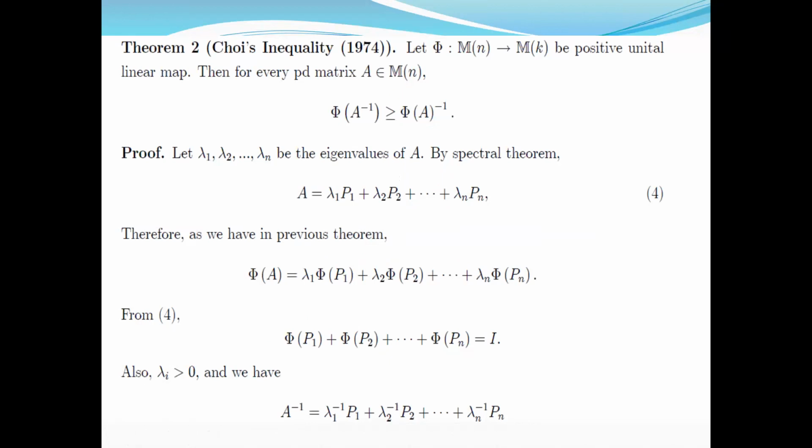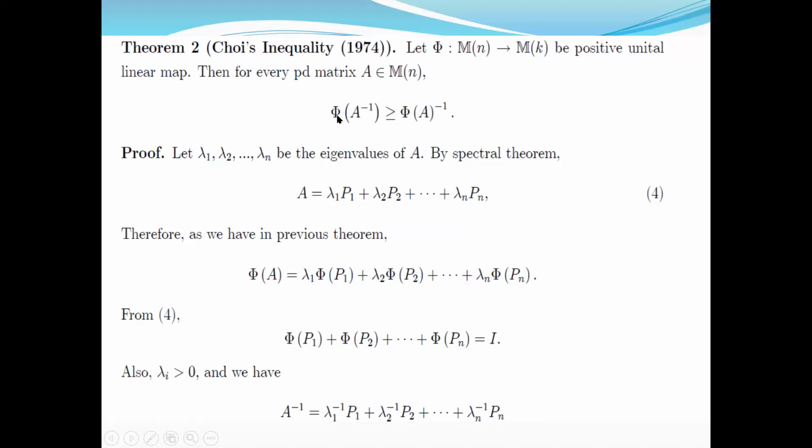This says that if phi: Mn to Mk is a strictly positive unital linear map, then for every positive definite matrix A, we have this inequality: phi of A inverse is greater than or equal to phi of A, whole inverse.